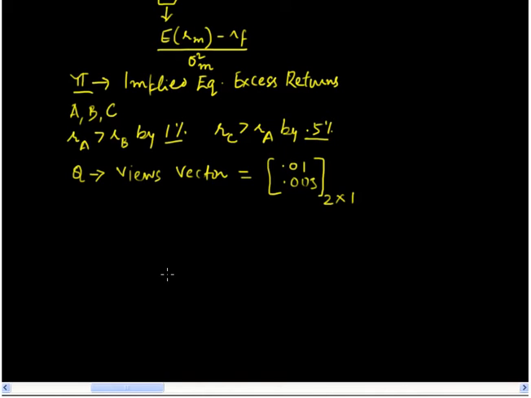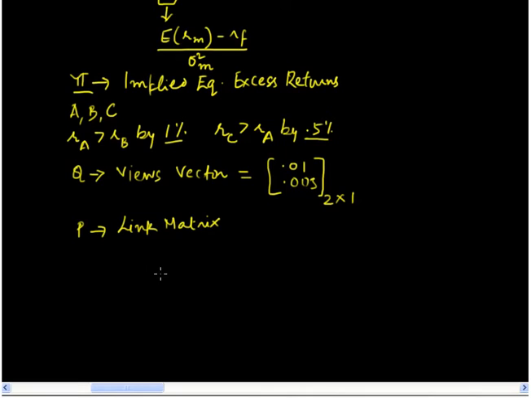So what we need to have is a matrix which is going to establish a link between our views and what the views are about. Let us call this matrix matrix P. And because it's going to establish a link, let us give it a name, link matrix. So how do we write this link matrix now?